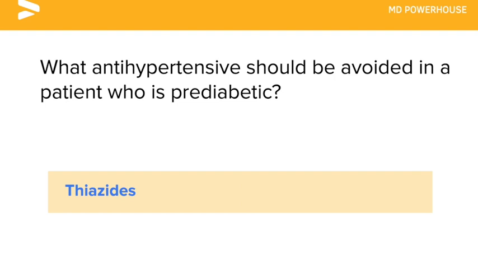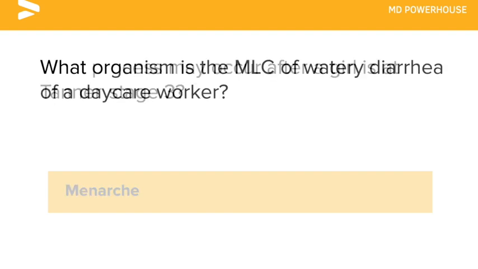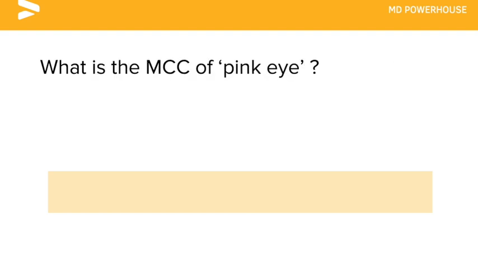What process may occur after a girl is at Tanner stage 3? Menarche. What organism is the most likely cause of watery diarrhea of a daycare worker? Rotavirus, especially in the winter. What is the most common cause of pink eye? Adenovirus. So remember that pink eye is really viral conjunctivitis, which is most commonly due to adenovirus.